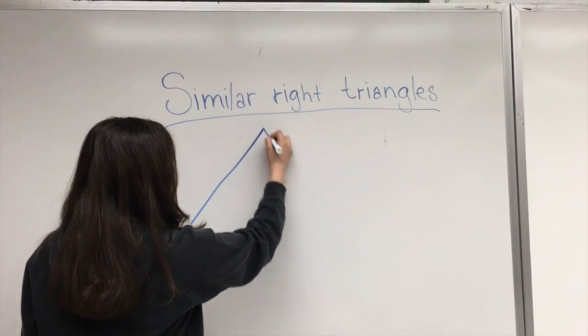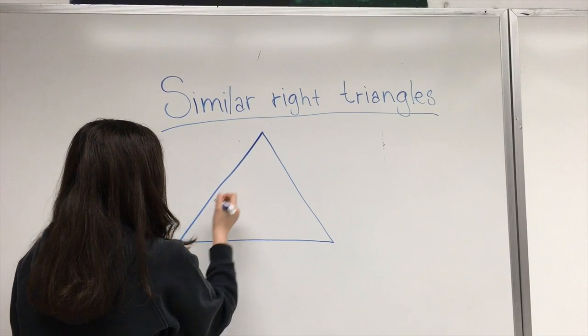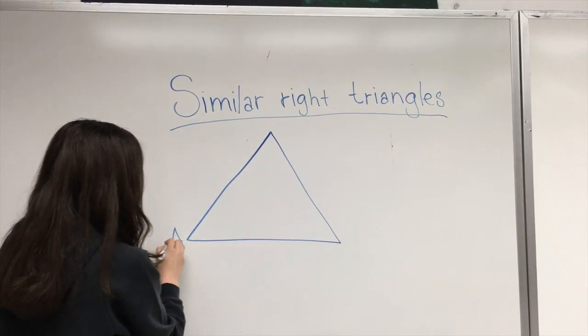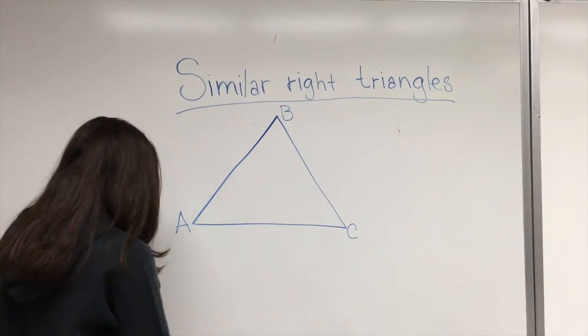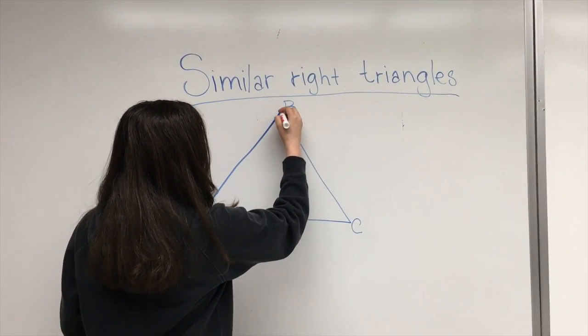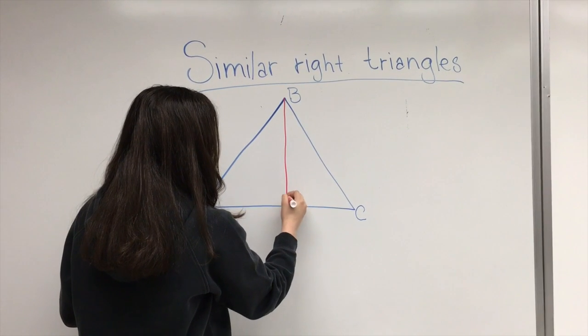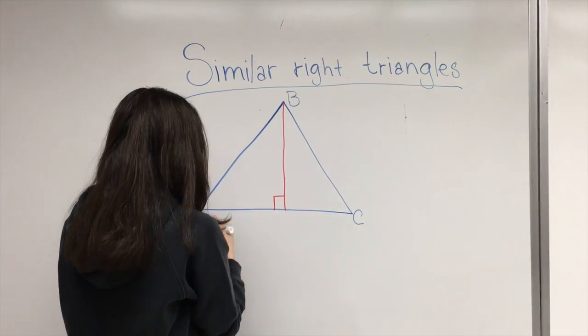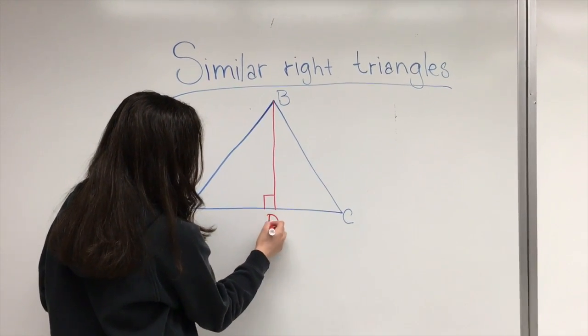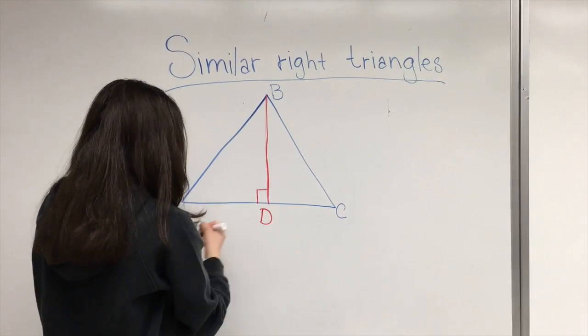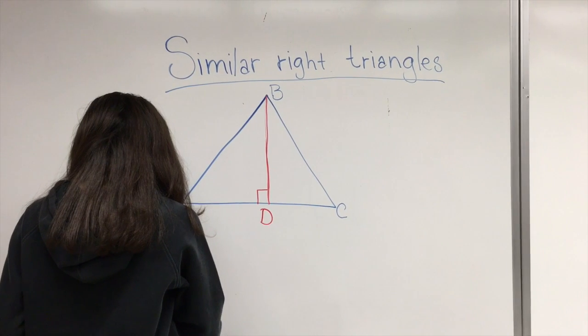So, for theorem 7.6, it says that in a right triangle, the altitude from the right angle to the hypotenuse divides the hypotenuse into two triangles. This is called the geometric mean altitude theorem. So now let's do an example of that.